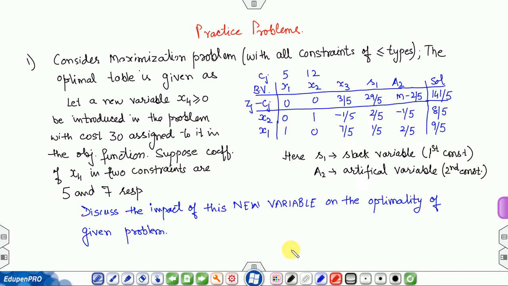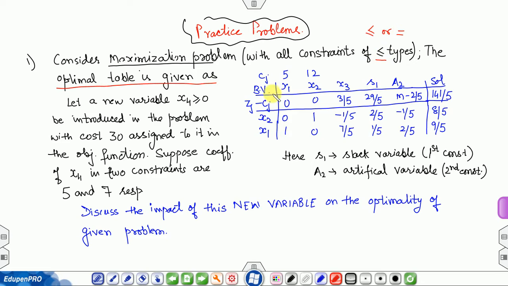Here are a few questions for you to practice, but I'll give you a hint how to solve this problem. This is a maximization problem, and all the constraints are of less than or equal to type, so the constraints are either this or that way, and the optimal table is given below. These are x1, x2, x3, s1 and a2. A2 is the artificial variable.